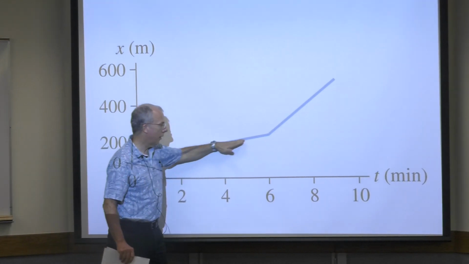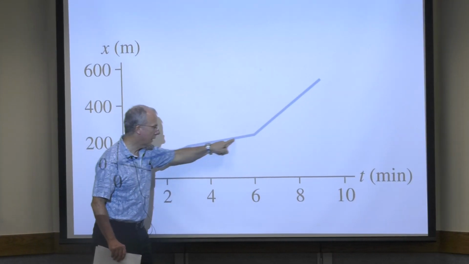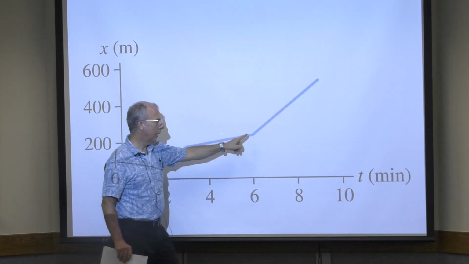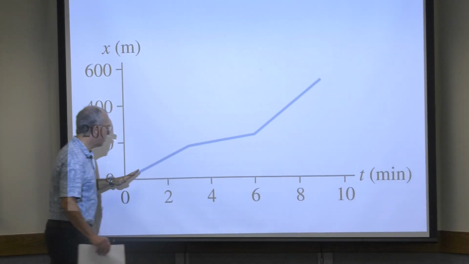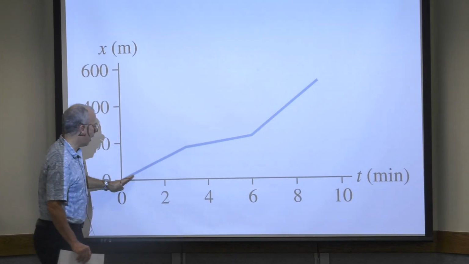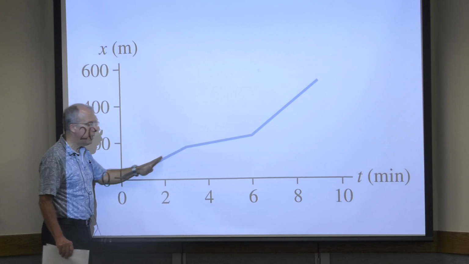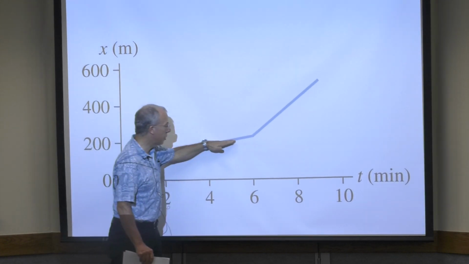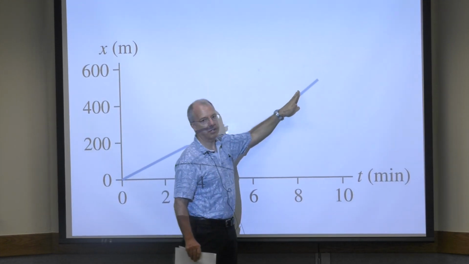Now here, this is another straight line. So it's constant motion, and this is constant motion. But obviously, this slope is larger than this slope. So the speed here is faster than this speed. And this speed is the fastest of them all.